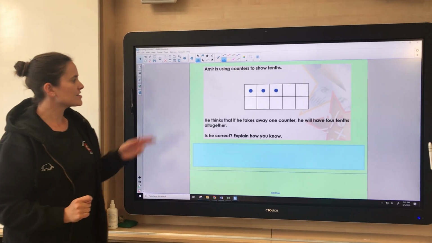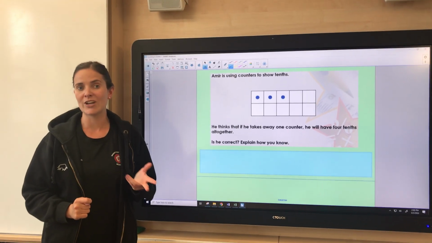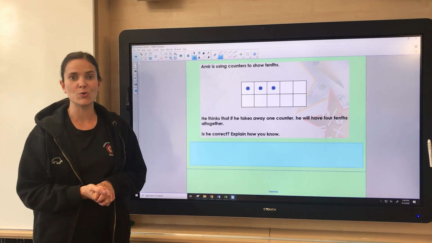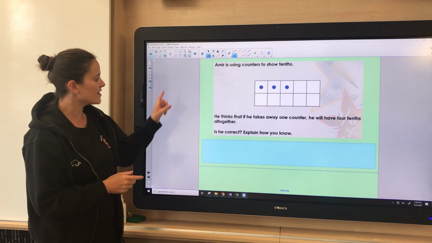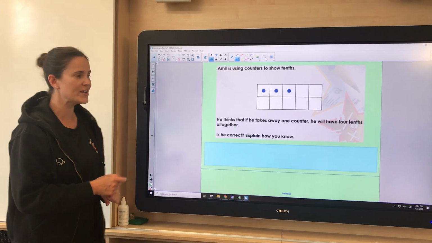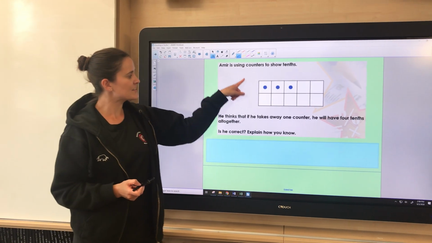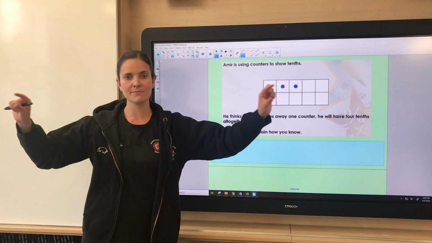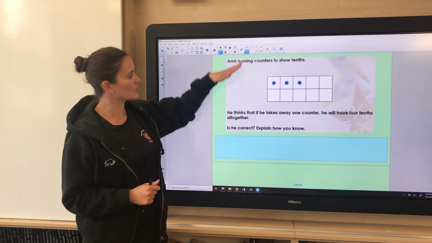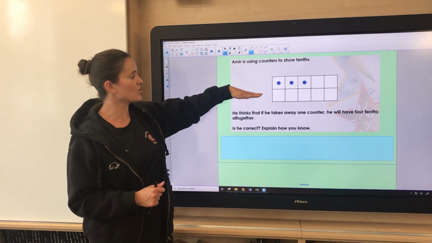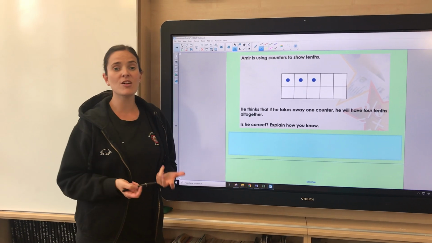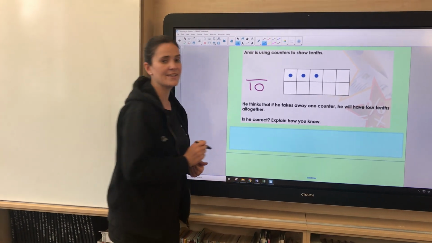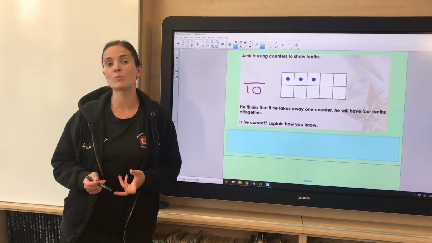This is another type of question you're going to be given today on our website work. It says Amir is using counters to show tenths, and here we have a grid, and this grid has been divided into 10 equal sections. It's not in one long line, it is in a rectangle with 5 sections on each line, but there are 10 parts altogether. So we know that our denominator in this case is 10 because there are 10 equal parts to that grid.